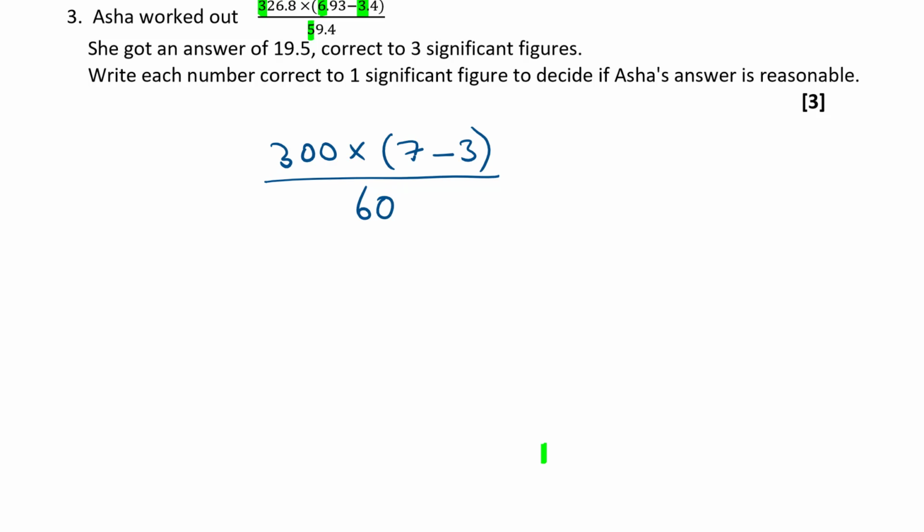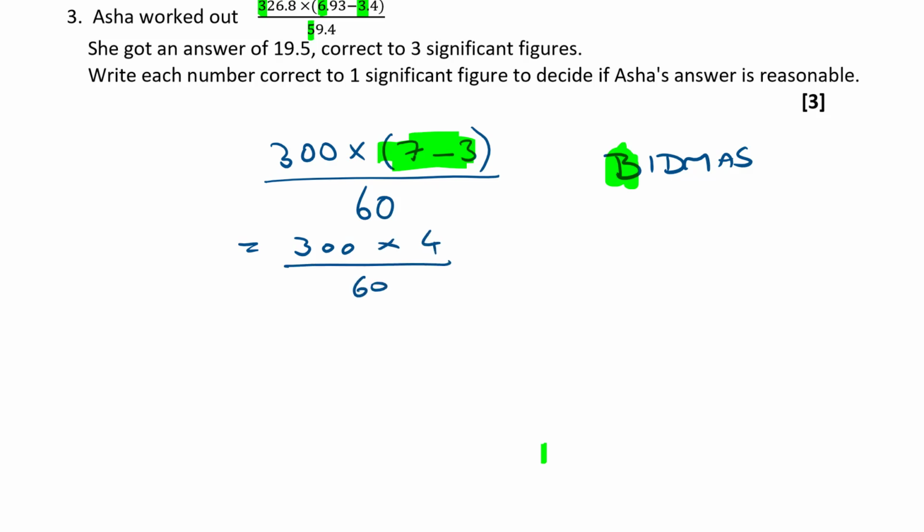We can just go ahead and do the maths now then, can't we? So BIDMAS, brackets, indices, division and multiplication, addition, subtraction. That's the order that we're going to do things in. So you can see first off I've got brackets, which is this bit here. I'm going to do that bit first. So 300 times 7 minus 3 is 4, isn't it?